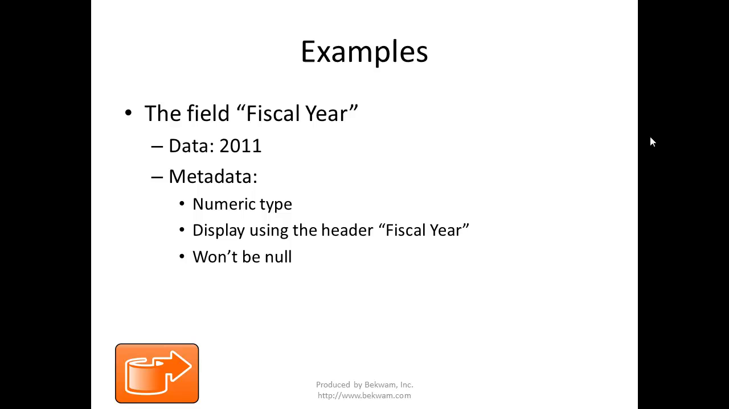Now, metadata is data describing the field itself in a general sense. It would say fiscal year is a numeric type. It might give a cue to a report saying display this using the header fiscal year. It might include constraints about the data, like mentioning that it won't be null.